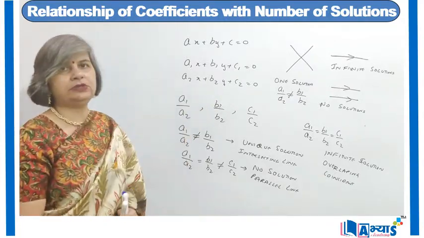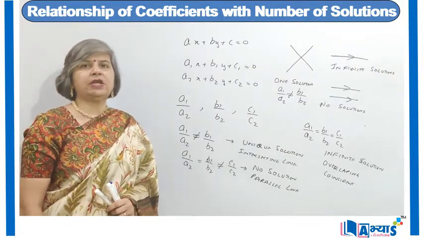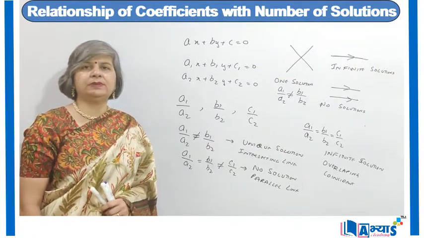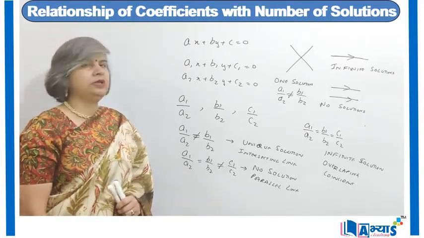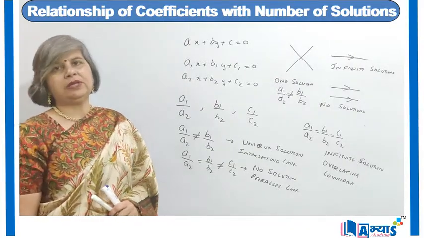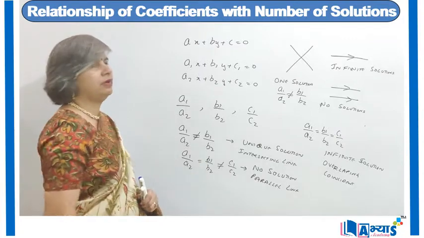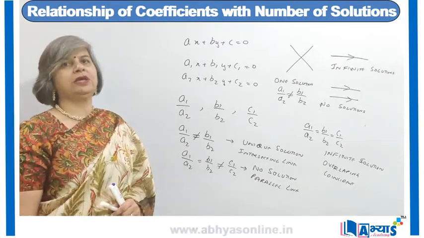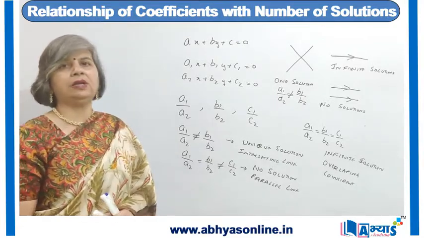From the coefficients of two equations, we can identify which type of lines they represent. They represent intersecting lines, or parallel lines, or coincident lines, that means they will tell us how many solutions the equations will have. The pair of equations can have one solution, no solution, or infinitely many solutions.